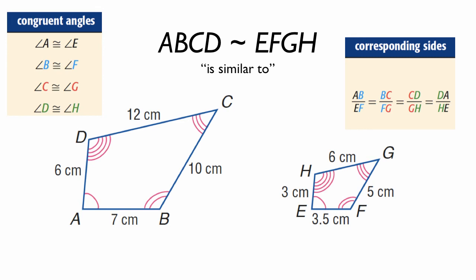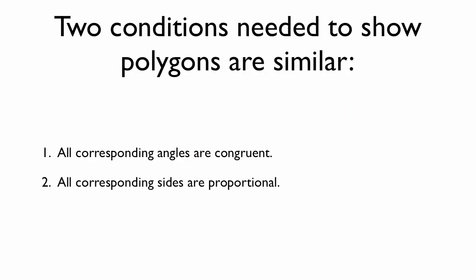In this case, that is indeed true. 7 divided by 3.5 is equal to 10 divided by 5 is equal to 12 divided by 6 is equal to 6 divided by 3. So in order to show that two polygons are similar, we need to prove that the corresponding angles are congruent and the corresponding sides are proportional.